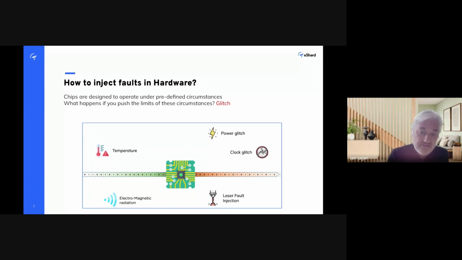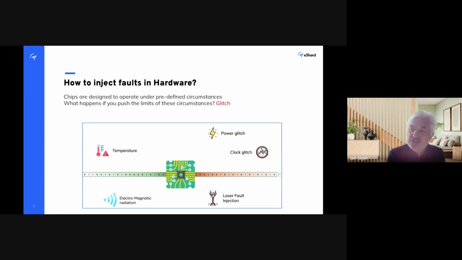So what kind of circumstances are we talking about when operating a chip? One, of course, the easiest one is the temperature. I would say room temperature would be the ideal temperature to operate a chip. But of course, what happens if you are putting the chip in a refrigerator, or maybe even cooling it more, or maybe heating it up? That could possibly have a glitching effect. Another one is the power glitch.